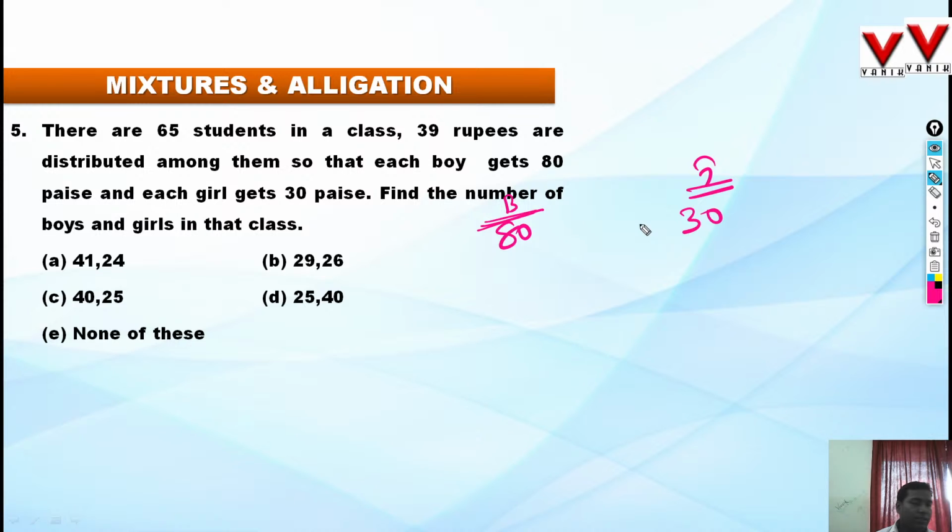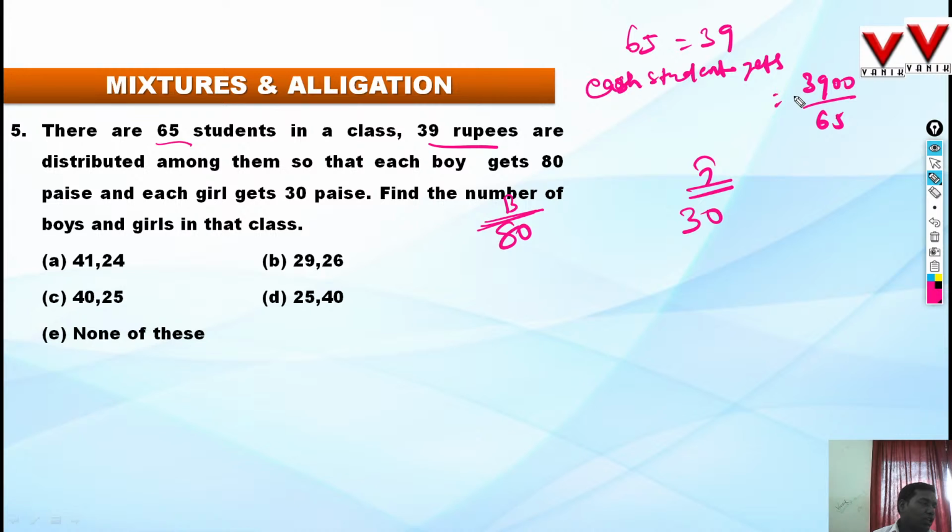39 rupees are distributed among 65 students. Each student gets 3900 divided by 65. 39 rupees converted to pice is 3900, divided by 65. 13 5s are 65, so 300 by 5 is equal to 60. 80 minus 60 is equal to 20. 60 minus 30 is equal to 30. This ratio is equal to 3:2.